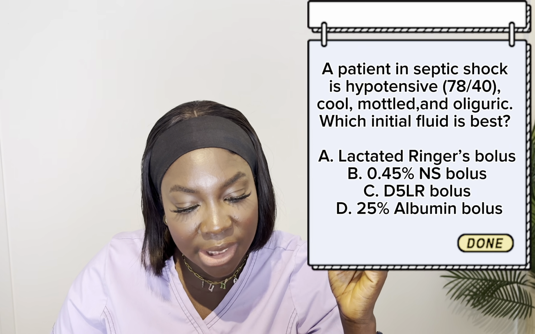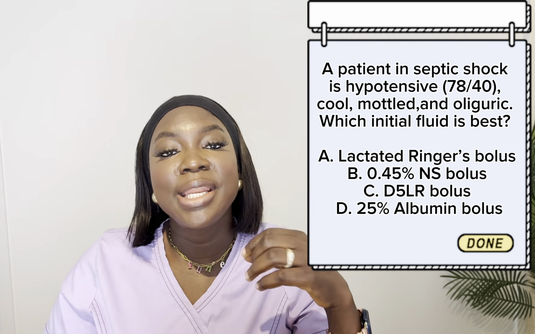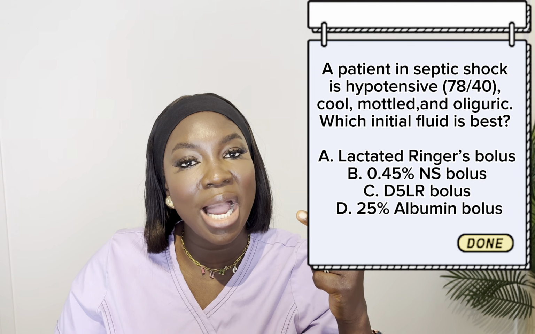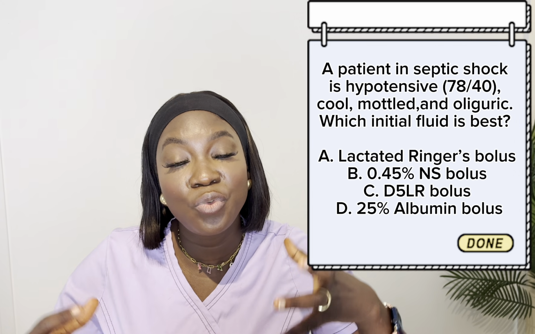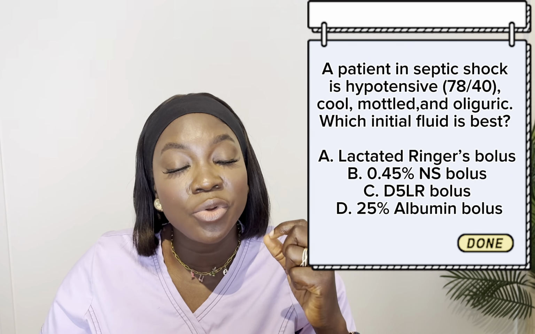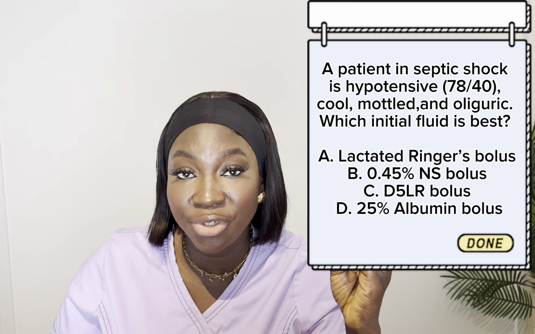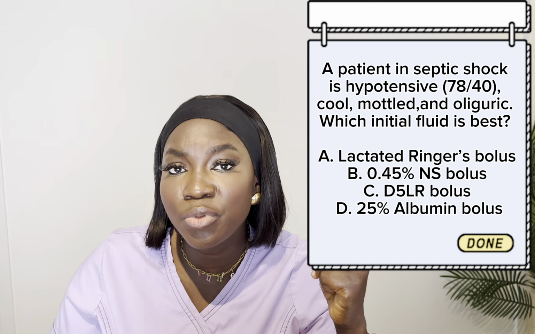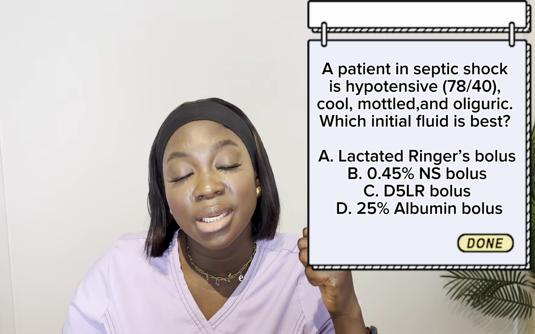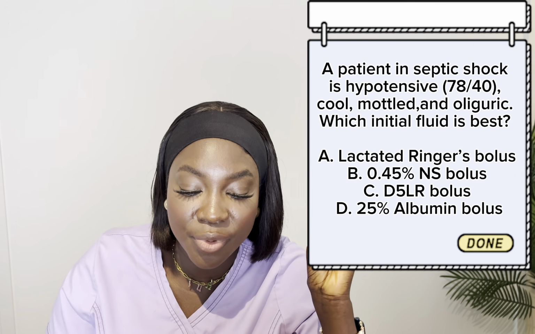And D, 25% albumin bolus. That is not the first choice we should use, and it can be used later if the patient is still hypotensive but already fluid overloaded, but it cannot be the initial fluid used. Also, I want you to know that 25% albumin bolus is too concentrated, it is too expensive, and it is not proven to be better than crystalloid in treating septic shock. Okay, so that leaves our answer to be A, lactated Ringer's bolus.